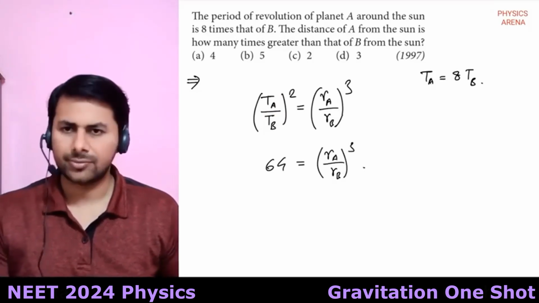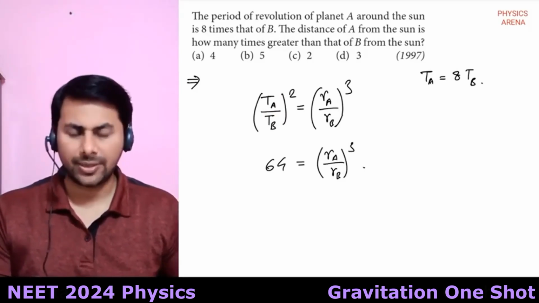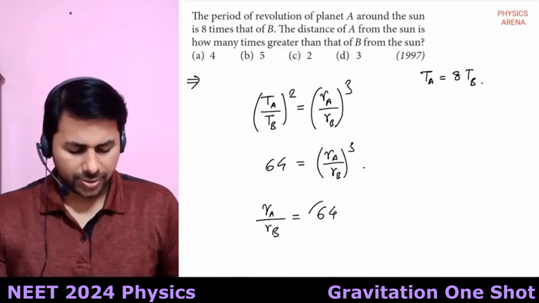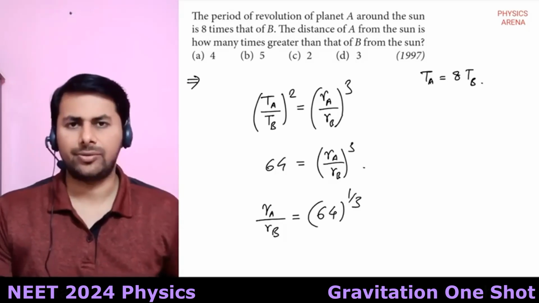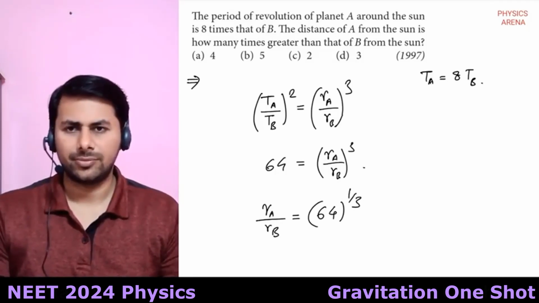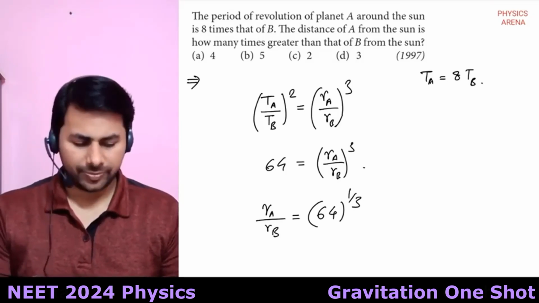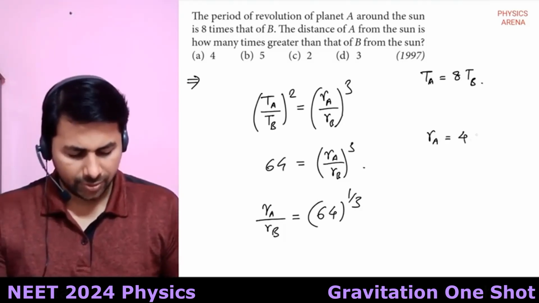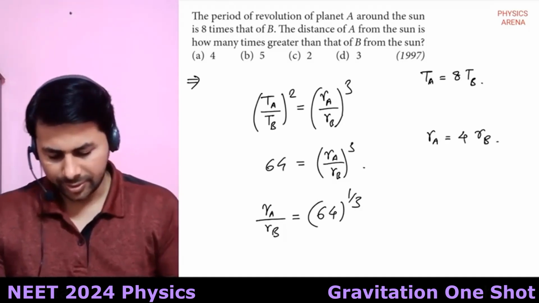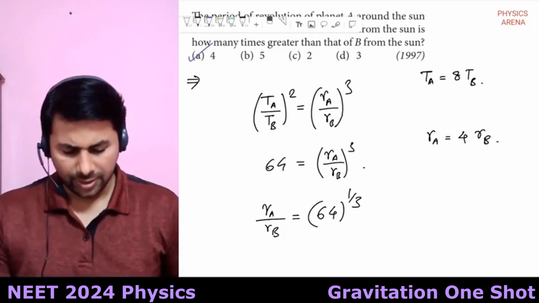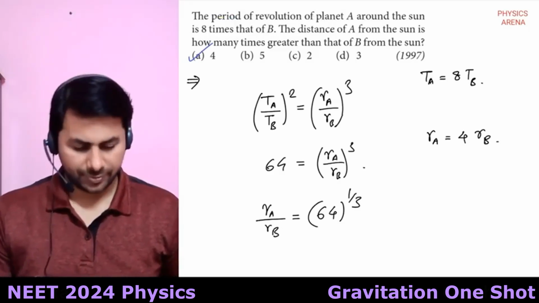Now take cube root on both sides. So RA upon RB is equal to cube root of 64. So how much is cube root of 64? It's 4, right? Therefore, RA equals 4 times RB. So option A. This kind of question is repeated.